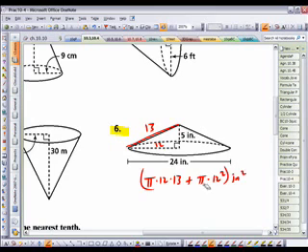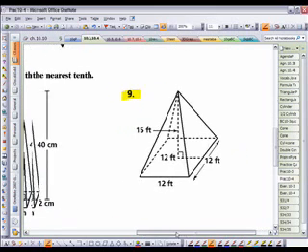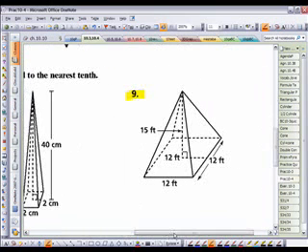So I'll need a calculator to do all of that. Okay. A couple pyramids. Let's start with this. Yeah, do this one over here. So we have 1/2 perimeter times slant height plus the base.